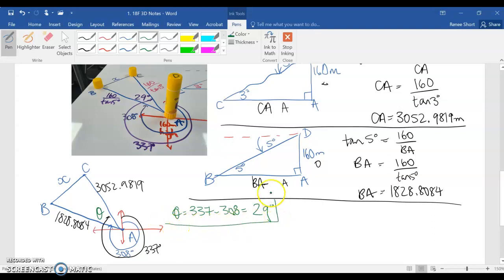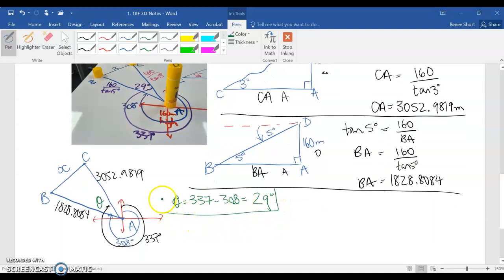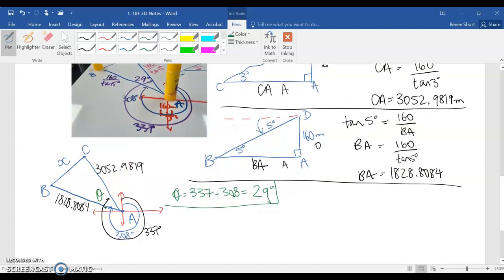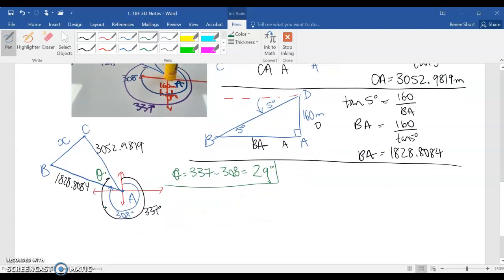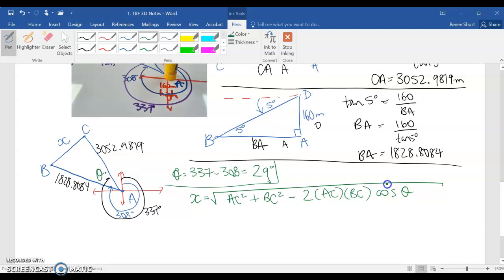And because I've got this sandwich situation, remember I've got two side lengths and the angle between them. That means I'm going to use the cosine rule to find the length of that unknown side there. I'm using the cosine rule to find x, so it's going to be the square root of AC squared plus BA squared minus 2 times AC times BA times cos of theta.